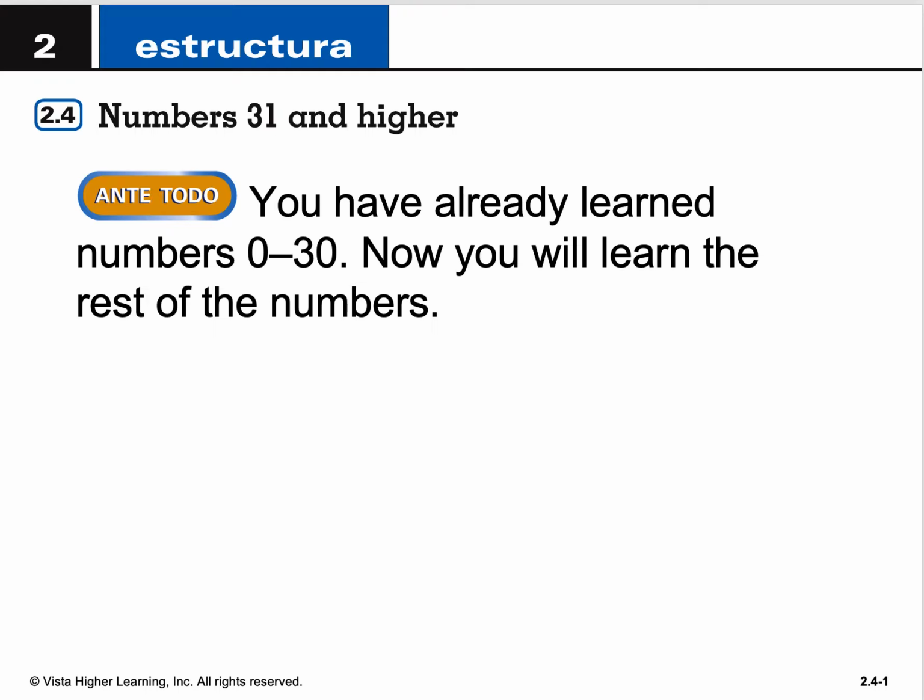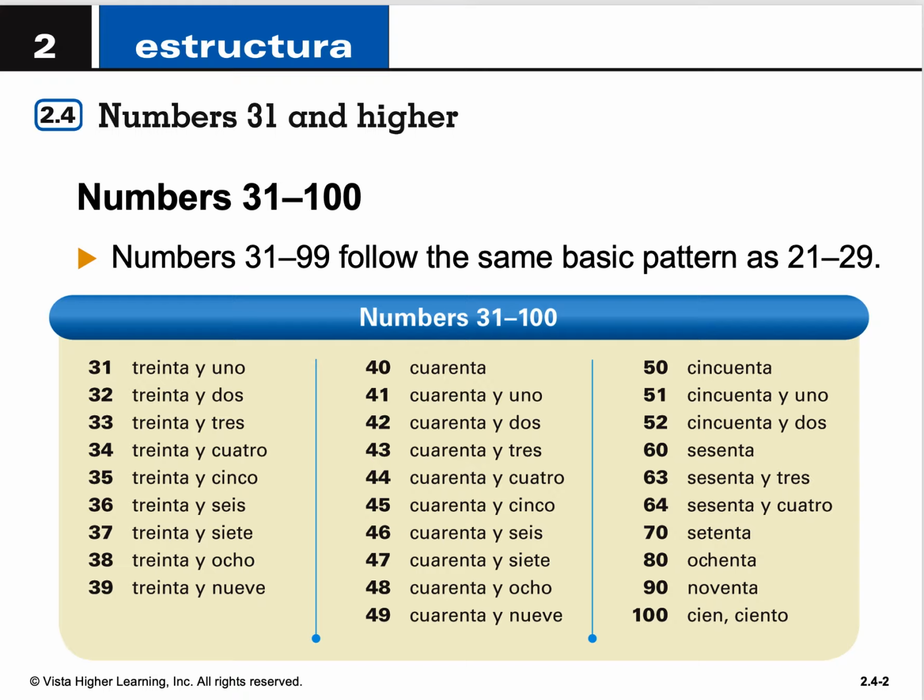Final grammar lesson for Lección 2. You've already learned the numbers 0 through 30, so now we're going to take a look at what the rest of the numbers look like. The rest of the numbers are going to follow the same pattern where you're going to have 30, 40, 50, and so on, and then you're going to add y uno, y dos.